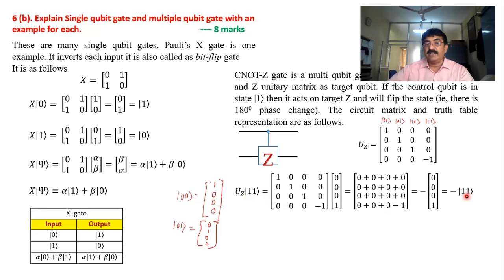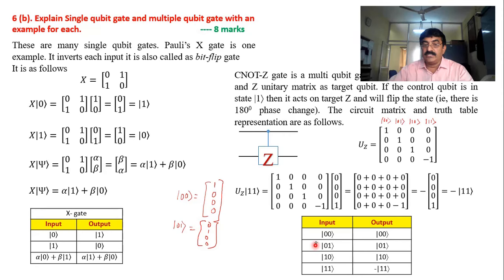So in the C naught Z gate, ket 1 1 flips to minus ket 1 1, that is called a 180-degree phase. And the truth table: 0 0 remains as it is, 0 1 remains as it is, 1 0 remains as it is, 1 1 changes to minus 1 1. So dear students, gates are very important. Definitely there will be at least 2 gates, either multi-qubit gate or single qubit gate or a combination of both. Please practice all the gates, and they are very simple.